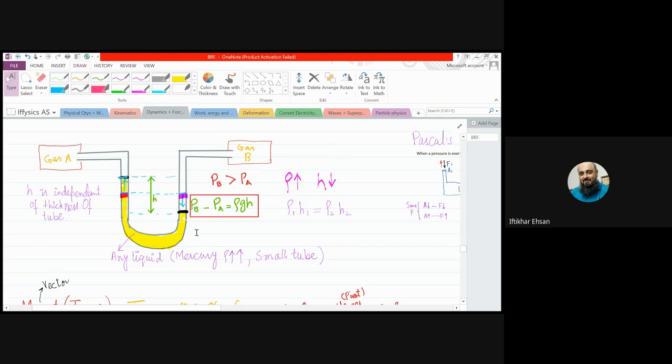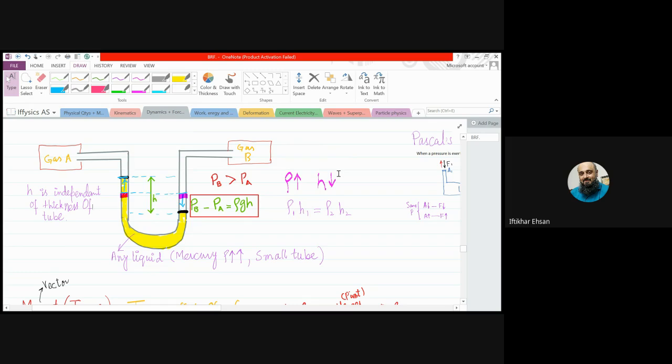It means if you change the liquid, you change the material. The different material will have different density. The density will be changed. How is it going to change? The higher the density of a fluid, the smaller the value of H.